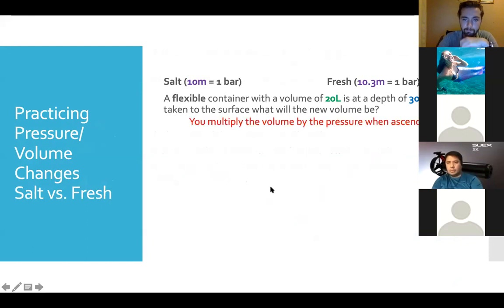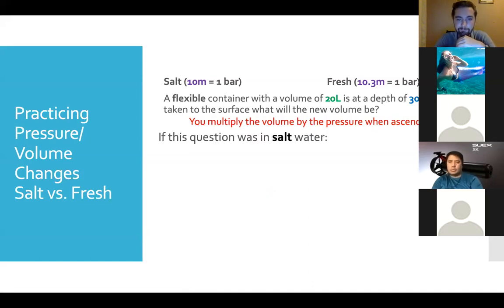So we need to multiply the volume by the pressure when ascending. Okay, this is, you know, first question of the Open Water course. Number one rule in scuba diving, never hold your breath. And this is why, right?